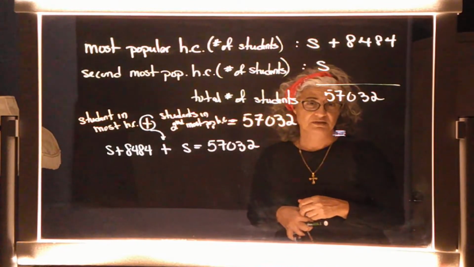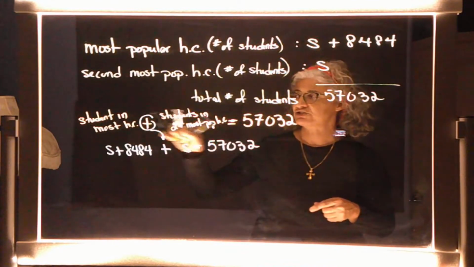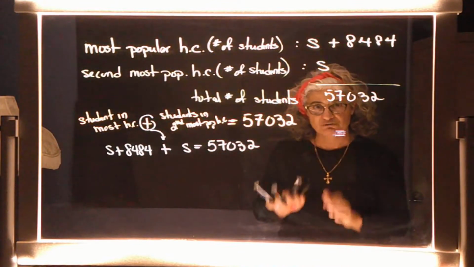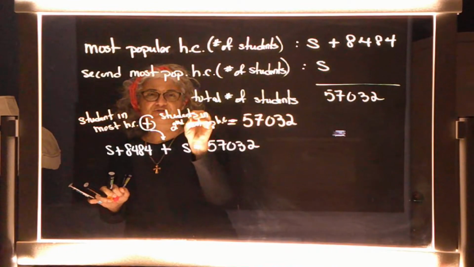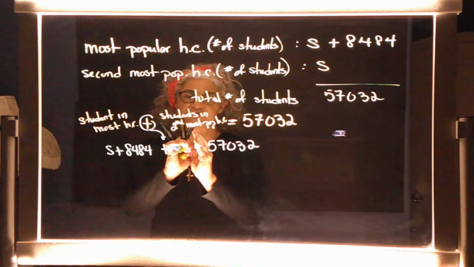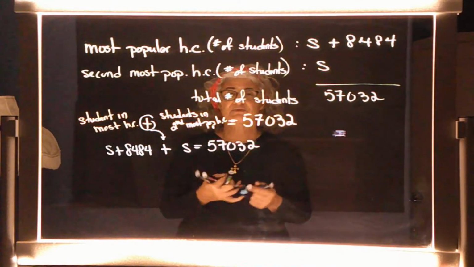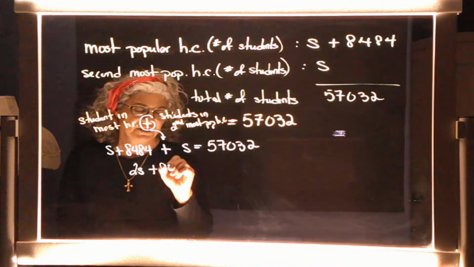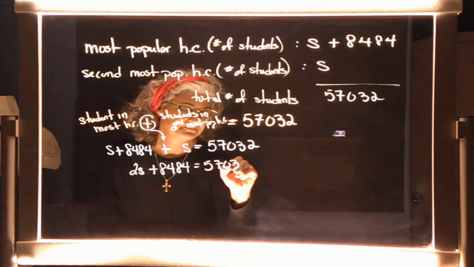Y'all with me? That's why sometimes it's a good idea to write this part in English so you can make certain that you're writing everything down correctly. Students in the most popular added to the students in the second most popular. Here was in the most popular, here's in the second most popular. Cool? Okay, and so now we get to collect like terms and do our normal solving technique, right?